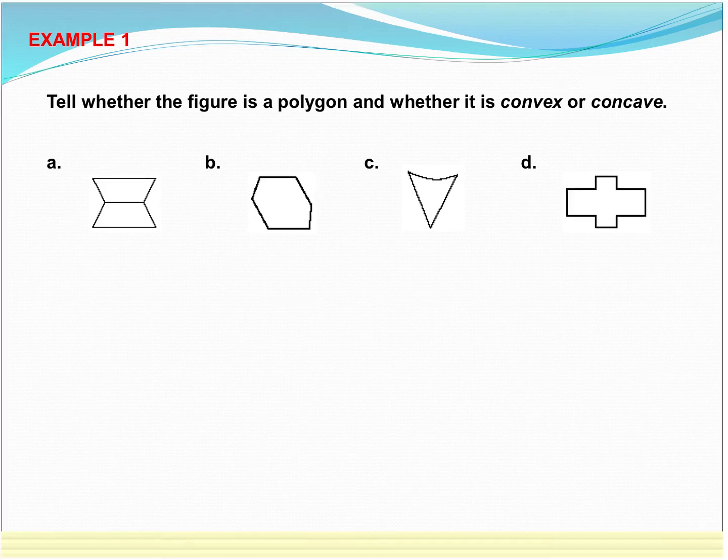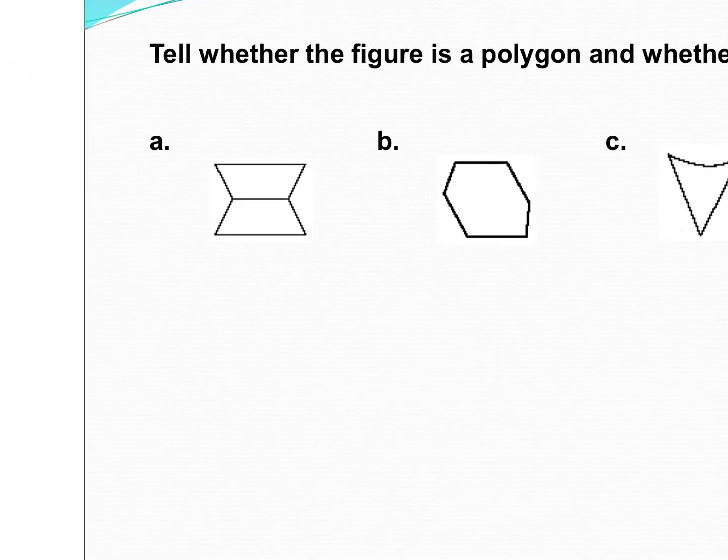So the next one, part A. Is this a polygon? And notice it's a closed figure. However, it's 2 closed figures together. So this one would not be a polygon.